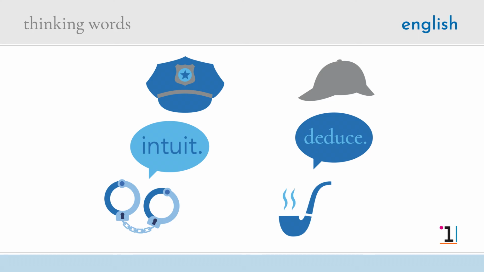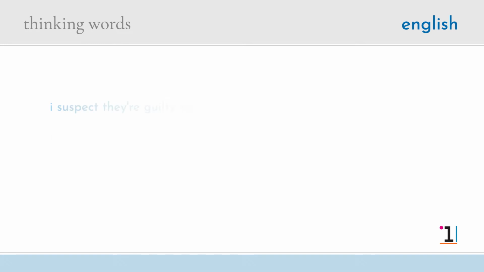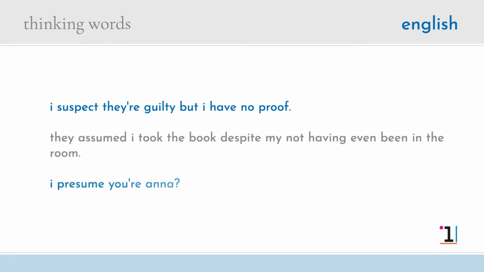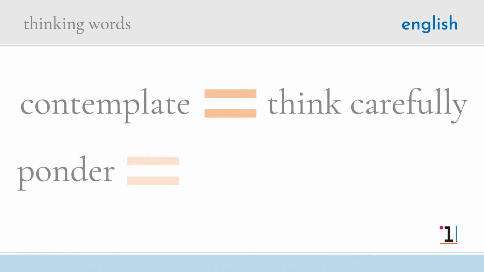Another synonym for assume is deduce. Technically, it means to know something based on related information, but it's normally used to mean knowing something without actual proof, but acting like it's true anyway. I suspect they're guilty, but I have no proof. They assumed I took the book despite my not having even been in the room. I presume you're Anna?